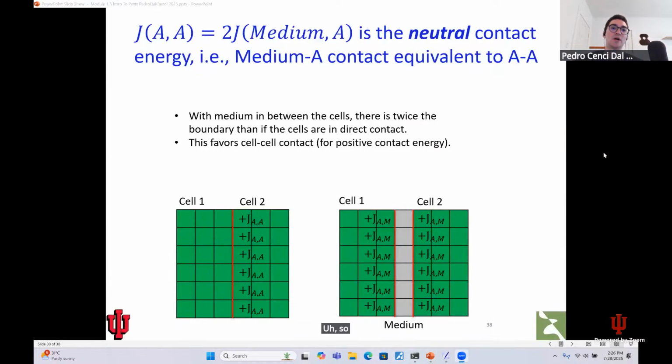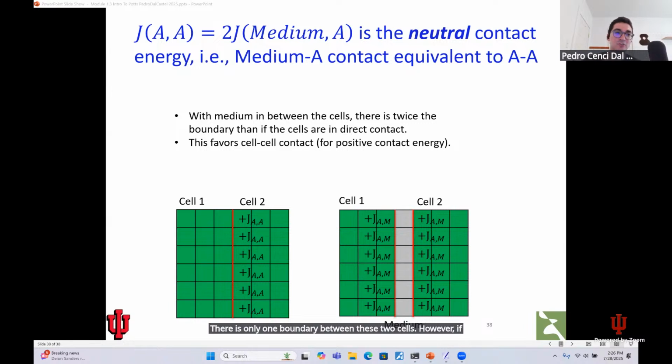So when the cells are in direct contact with each other, you have just one surface, just one border, which is the border between cell 1 and cell 2. So here we have two cells. They are cells of the same type, but they are different cells. So cell 1 and cell 2 in contact with each other. There is only one boundary between these two cells.